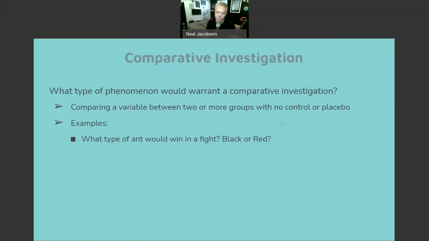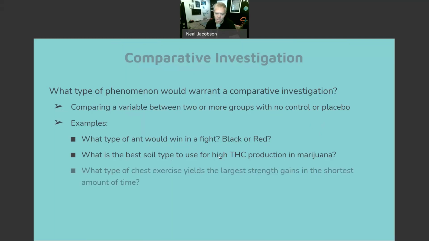And so examples, and this is kind of like a foot stomp, like knock knock here. You will see this on a quiz. What type of ant would win in a fight, black or red? That would be a comparative investigation. So if I see a bunch of red and black ants fighting, and I notice that one ant is bigger but losing, I might say, if it was a fair fight, would he still win? So I could set up a battle royale and test that hypothesis.